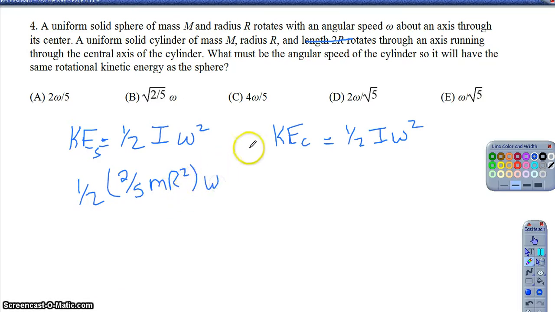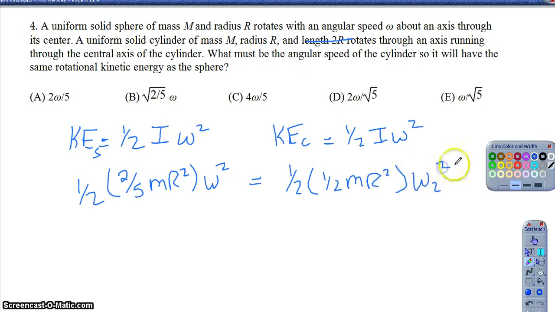And then they said we're going to relate this to the angular velocity of the sphere, right? So we're going to relate it to the angular speed of the cylinder. But anyway, I've got that. And then again, I want this to be equal to the kinetic energy of the cylinder. Well, the kinetic energy of the cylinder would be 1/2 the moment of inertia for a cylinder, which is 1/2 mr squared, right? And I'm going to call this omega 2 squared, just so I don't get that confused with the one for the sphere, right? So the omega of the cylinder in terms of the omega, the angular velocity of the sphere.